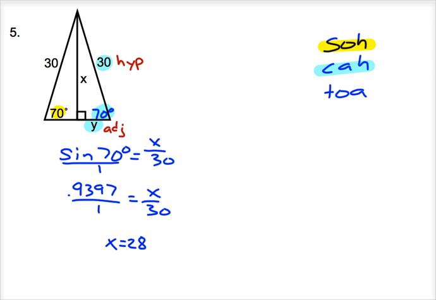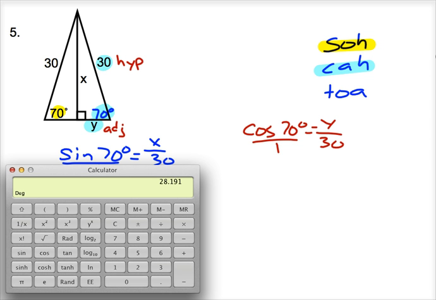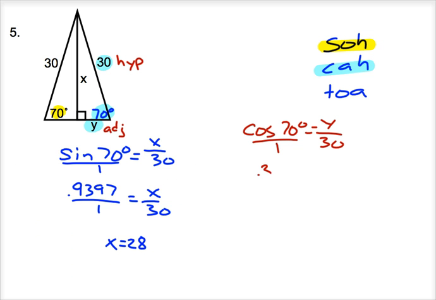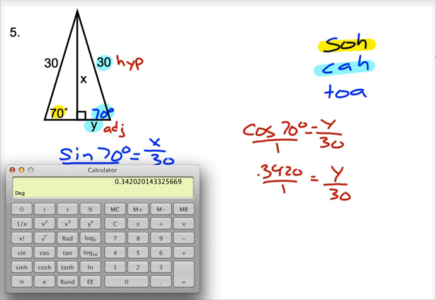So setting up a cosine problem: cosine 70 degrees equals adjacent y over hypotenuse 30. I'm going to get a proportion to cross multiply. Finding the cosine of 70 degrees, I'm going to use 0.3420. And going back to my calculator, it's going to round off to be 10.